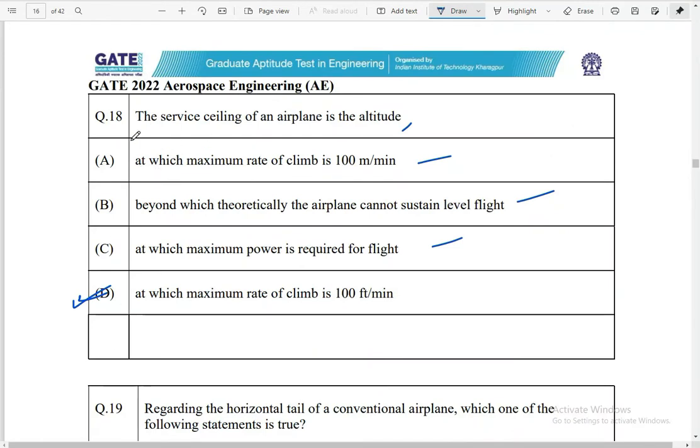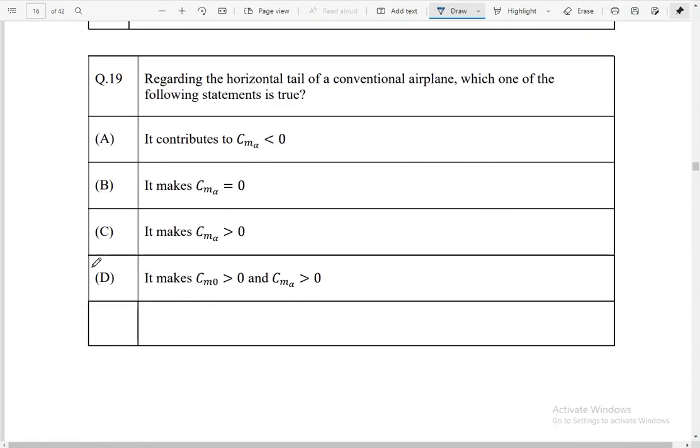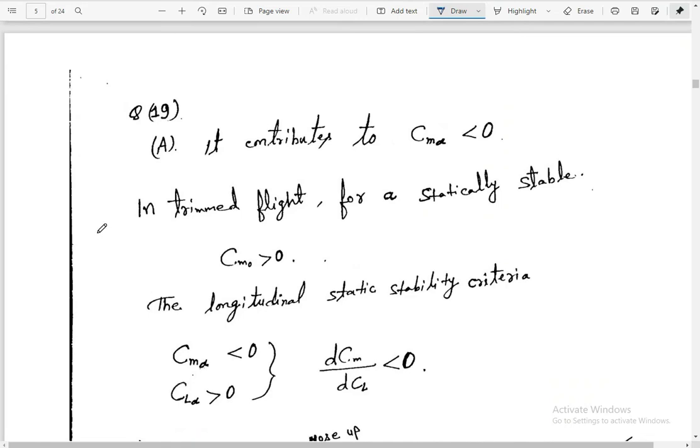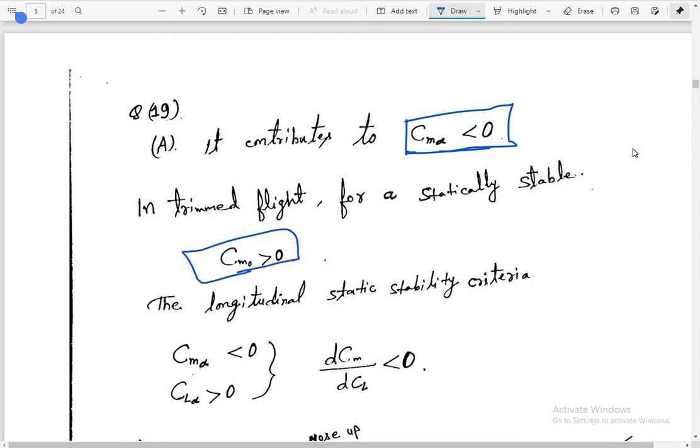the option is D. For question number 19, regarding the horizontal tail of the conventional airplane, which one of the following statements is true? So for question number 19, for a stable airplane we must have the pitching moment coefficient at the angle of attack less than 0. In trimmed flight, for a statically stable airplane, Cm naught, that is the pitching moment coefficient at 0 angle of attack, must be greater than 0.